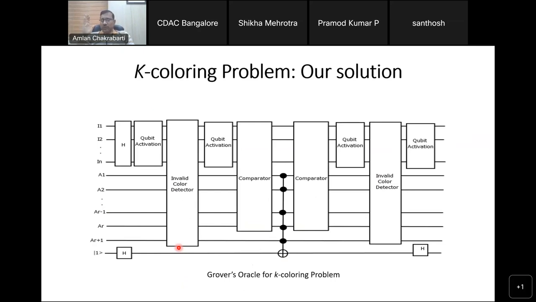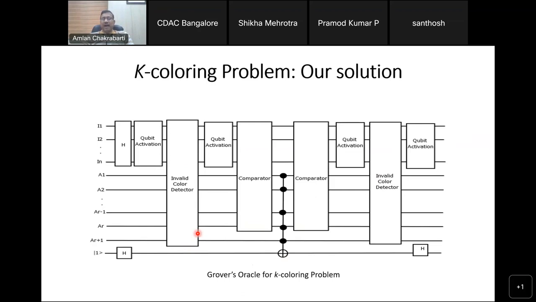Okay, so we know that to define capital N number of colors, we require log 2 base capital N number of qubits. But maybe we are not selecting capital N number of colors, we are selecting much less than that. So it might happen that when we use the log 2 base capital N number of qubits to represent the colors, some of the colors are not being utilized or not required. Those colors will be defined as an invalid color, right? And there is a mechanism by which we can do that.